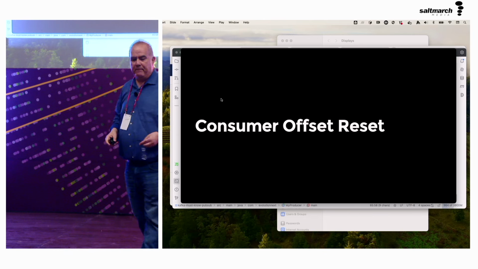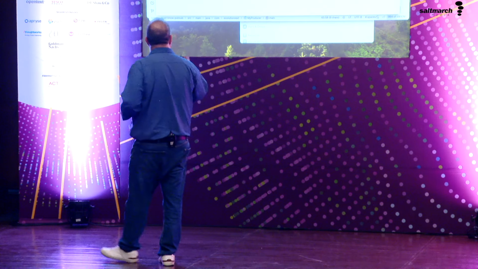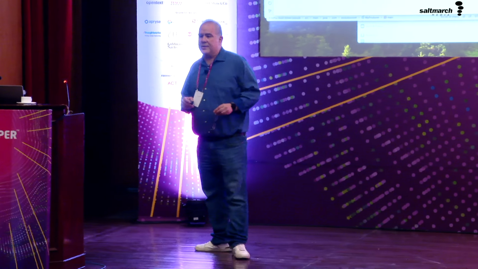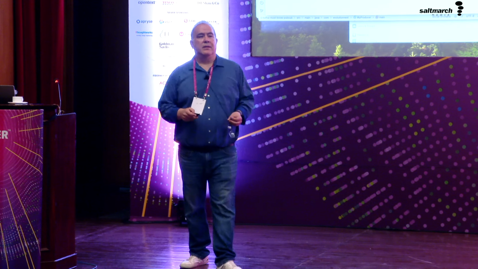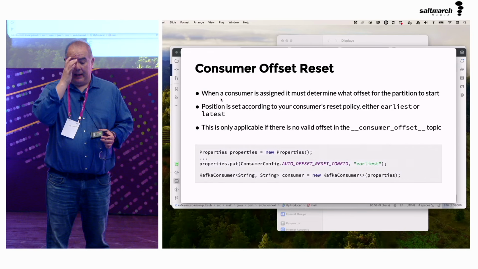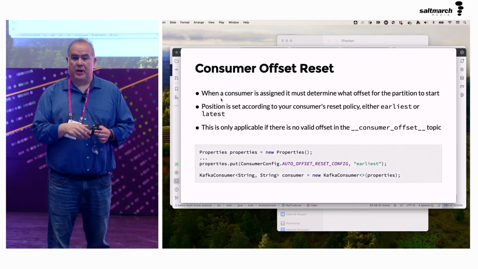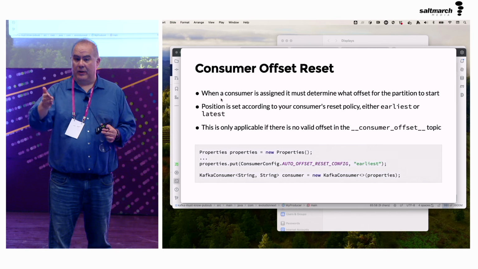So careful there. Consumer offset reset is another configuration: earliest or latest. I think there's also error, but usually you choose earliest or latest. What does that mean? That particular setting means that if I'm reading for the first time, which message in the partition am I going to read first? The latest one or the earliest one?